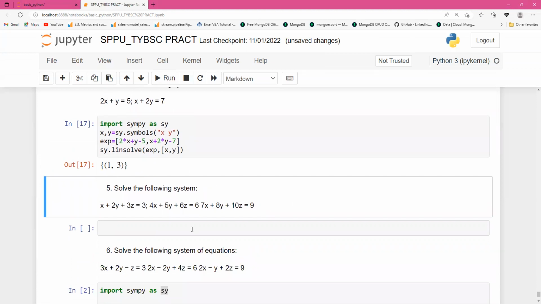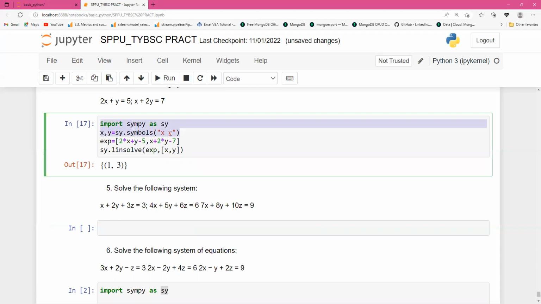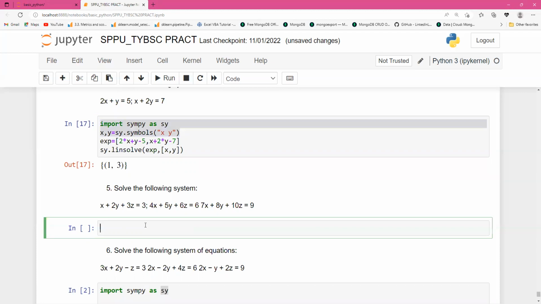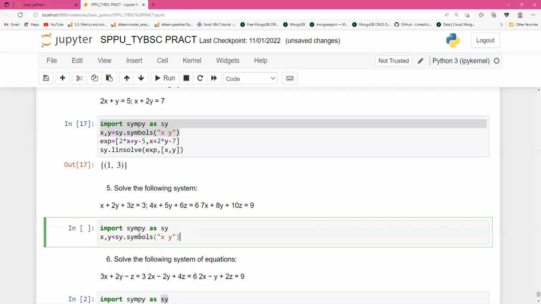Now this is the fifth problem. In this, we have given three equations and three variables. We have to solve the system: x plus 2y plus 3z minus 3, and 4x plus 5y plus 6z minus 6, and 7x plus 8y plus 10z minus 9. So I will copy this code here. Now I will explain this by the matrix method. Here are the three variables, I'm giving x, y and z.